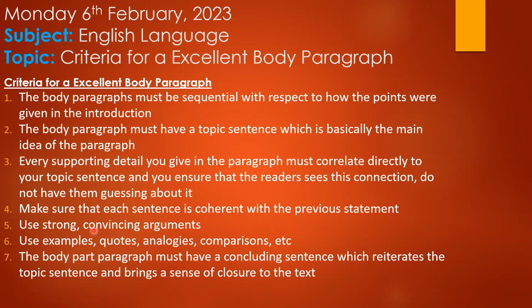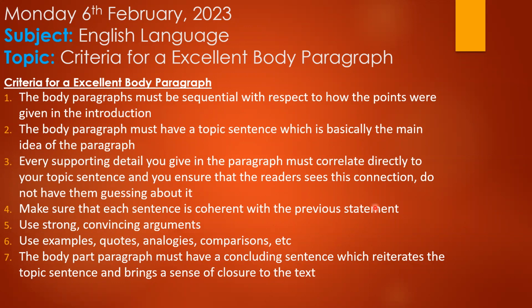Number 5, use strong, convincing arguments. Number 6, use examples, quotes, analogies, comparisons, etc. Like I say, be very robust in your delineation of your body paragraph. And number 7, the body paragraph must have a concluding sentence. So you start off with a topic sentence, which basically tells the reader what your main idea is, and then you're going to end it with a concluding sentence, which reiterates your topic sentence and brings a sense of closure to the text. Okay, so those are your 7 criteria.